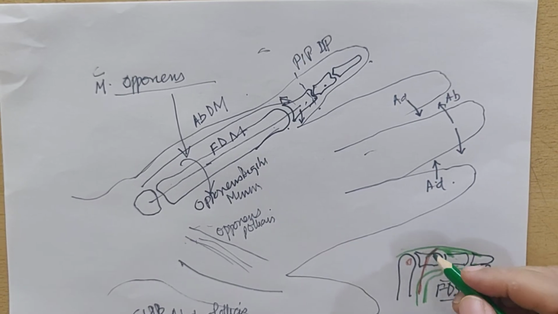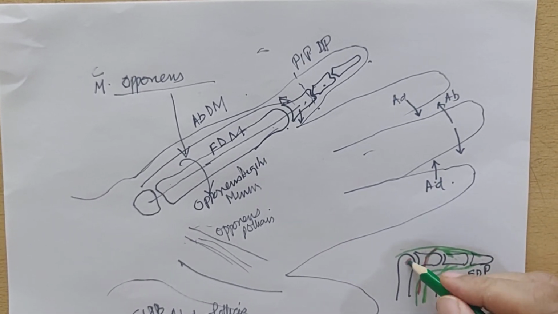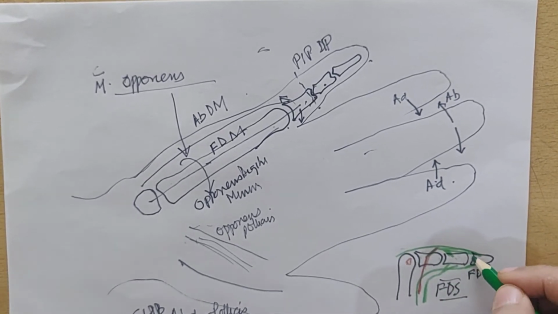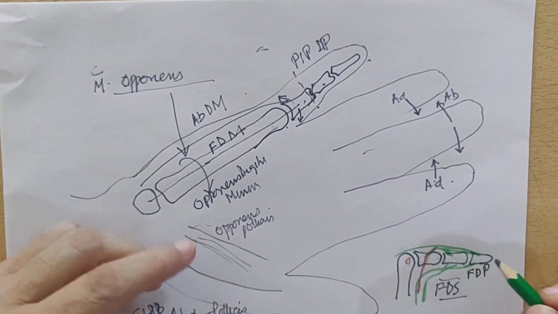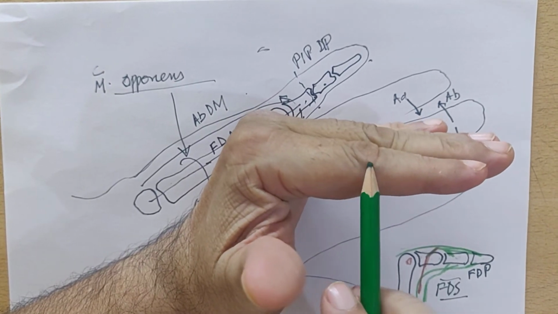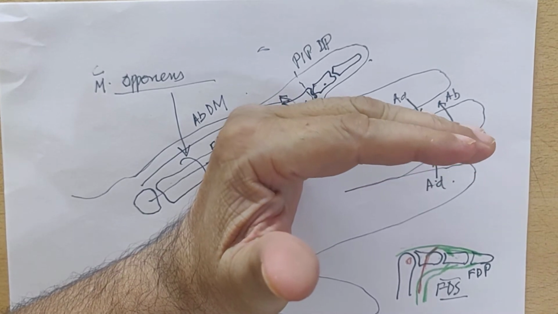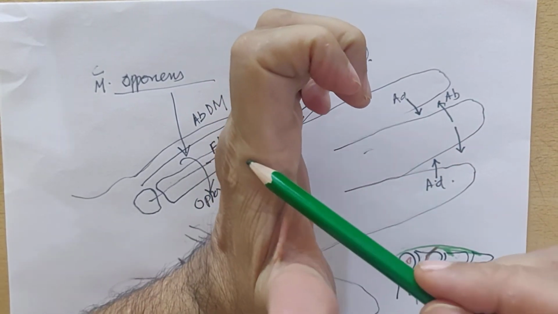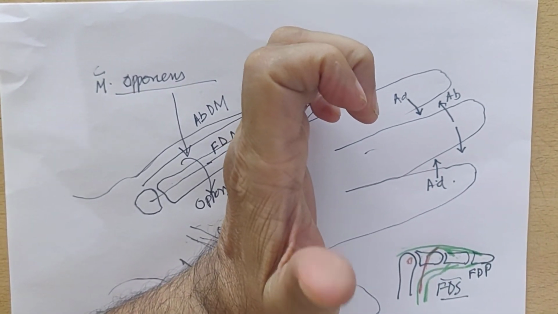So when the lumbricals contract, they flex the MP joint and they extend the PIP and DIP joints. So flex the MP joint and extend the PIP and the DIP joints. Opposite of this, in lumbrical paralysis, you have extension of the MP joint and flexion of the PIP and DIP joints, and this is called claw hand.